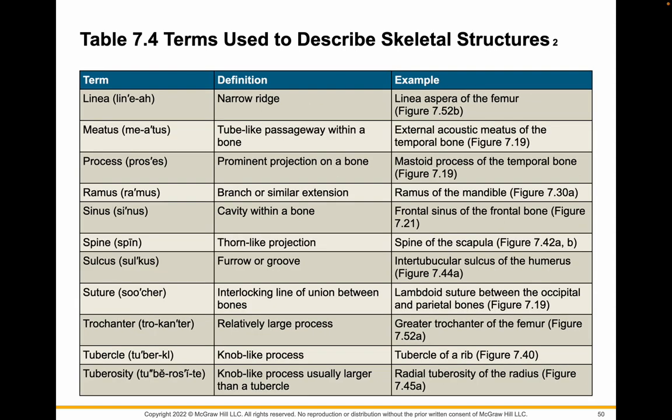A meatus is a tube-like passageway. A sinus, you should know, is a cavity within a bone. A suture, you should know, is an interlocking line where the bones are connected. We'll see some on the skull.